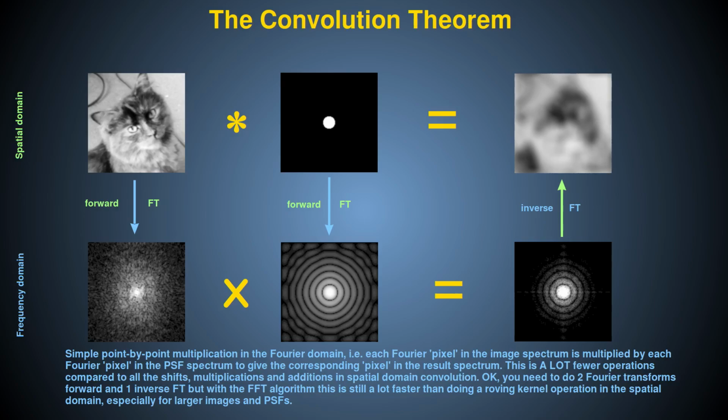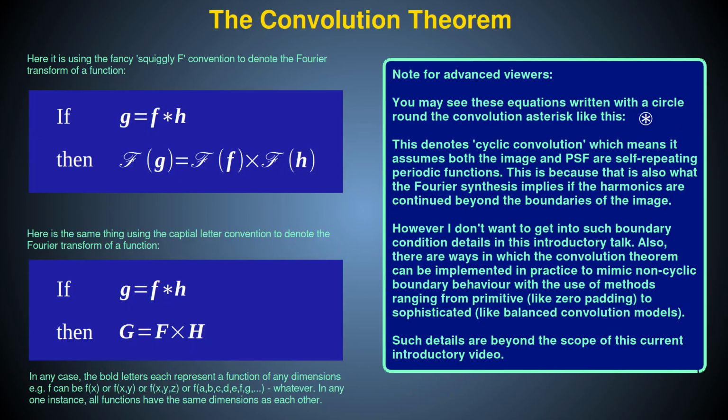To see our convolved image, we then take the inverse Fourier transform of the result of this multiplication to get back to the spatial domain. In simple formula form, you can express this process as shown here. This particular relationship between the Fourier transform and convolution is called the convolution theorem, and it has hugely important practical and theoretical applications in image processing, maths, and optics.